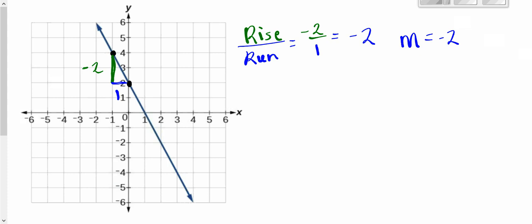I'm going to verify that answer. So I'm going to make one more point on my line, and make sure that my rise and run is the same. My rise, again, is negative 2, and my run is 1. Now for my y-intercept, I'm going to find where my line is crossing my y-axis. So b equals 2, because my y-intercept is located at (0, 2). X is 0, y is 2.